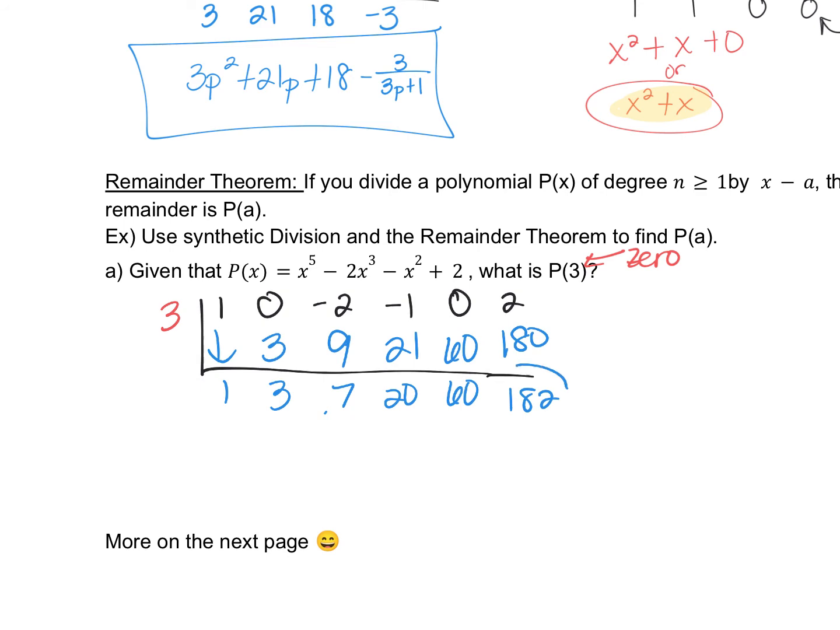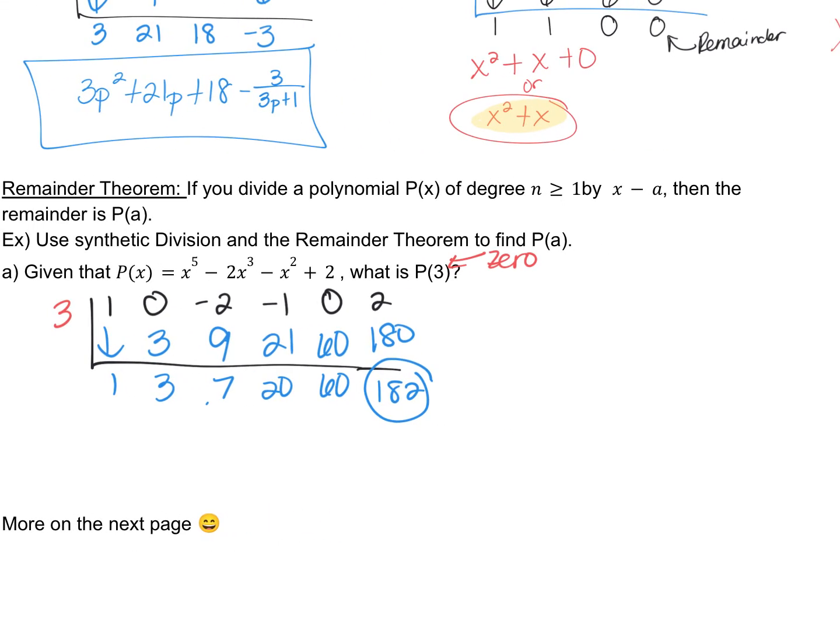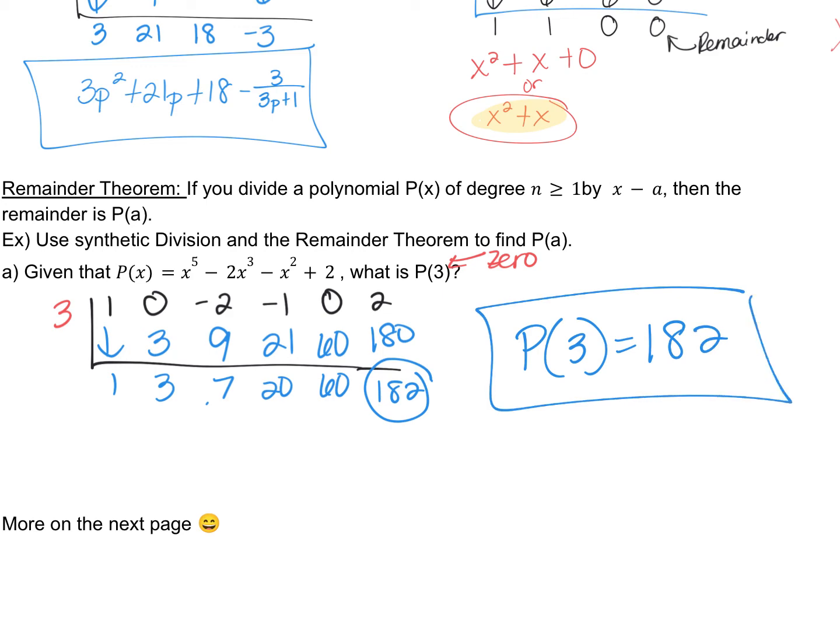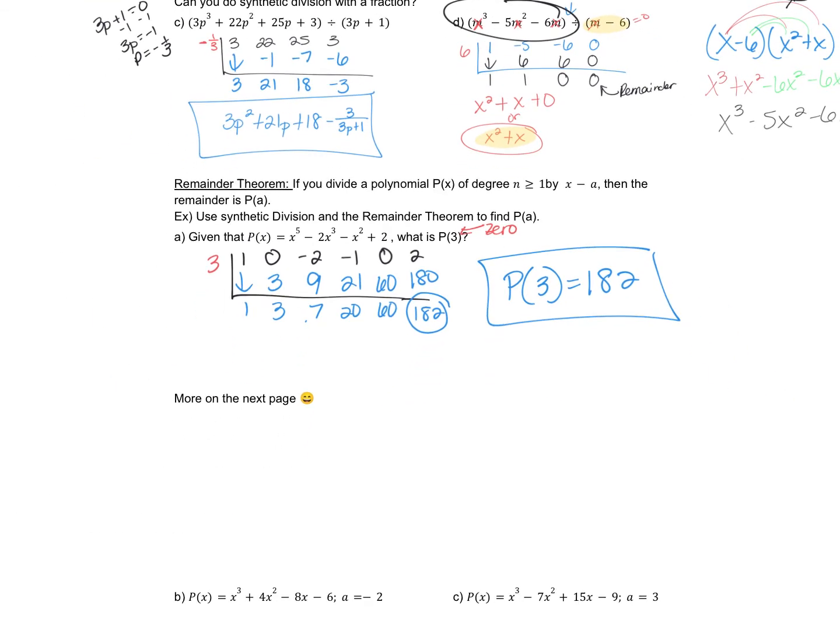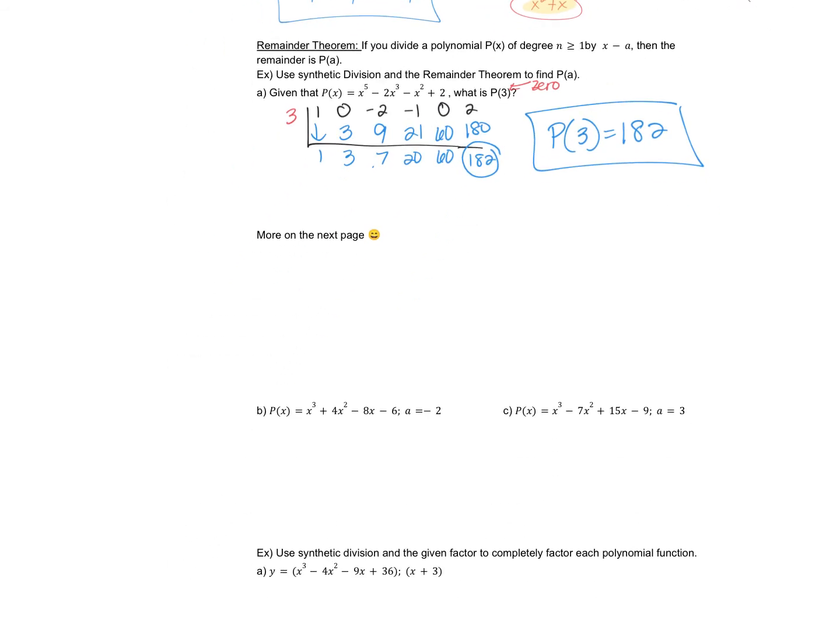So this means this is actually our answer, the 182. So you would write the p of 3 equals 182. So that means the remainder when you divide by 3 is 182. Okay, there's more on the next page.